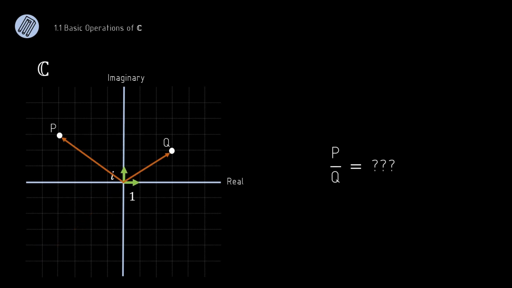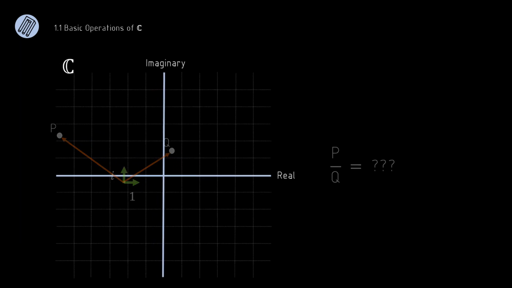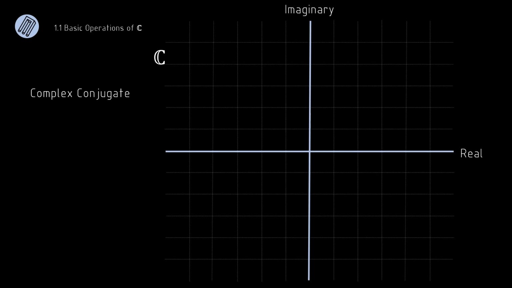This is a little bit more difficult and requires a little bit of work on our part to see. Before we talk about dividing, I want to talk about something known as the complex conjugate. Suppose I have some complex number z in the plane. The complex conjugate, which we will denote as z star, is just the flip of z over the real axis.